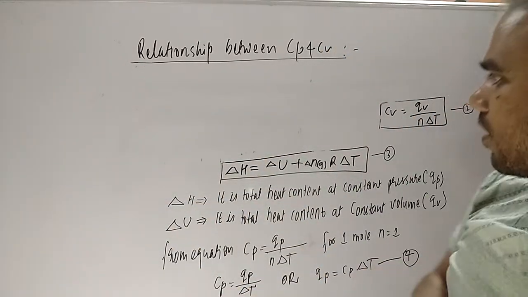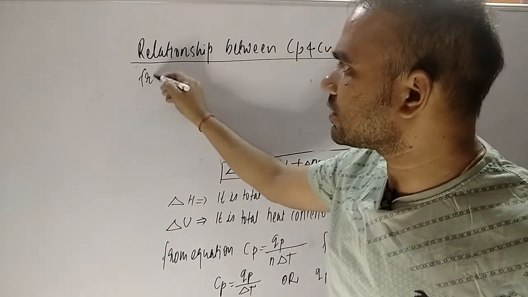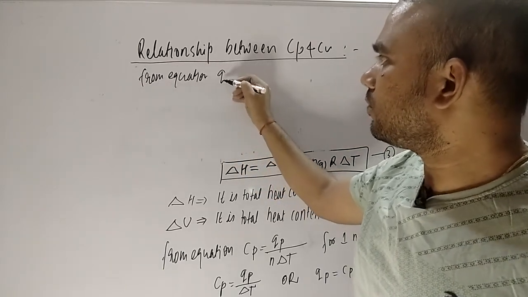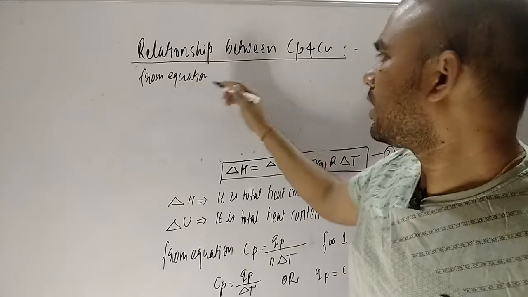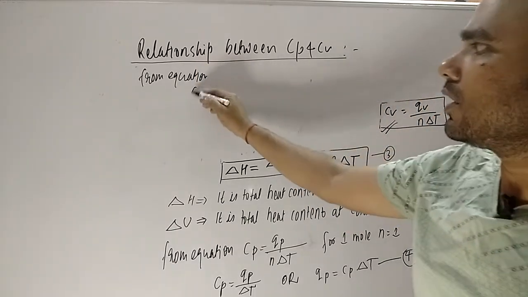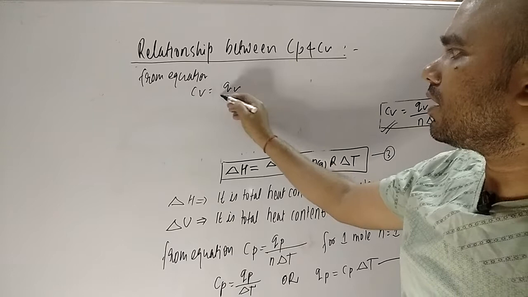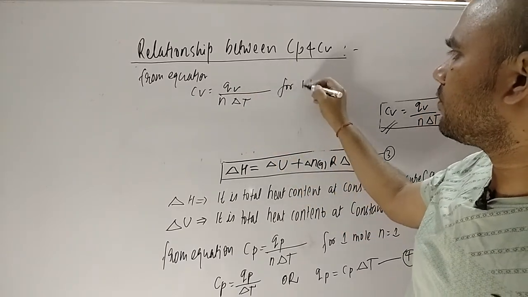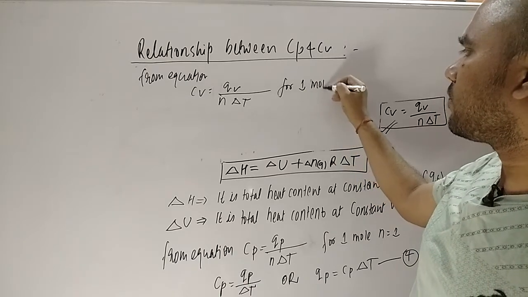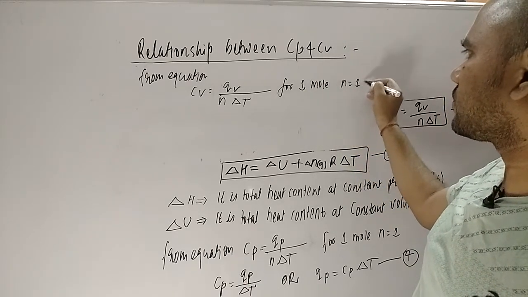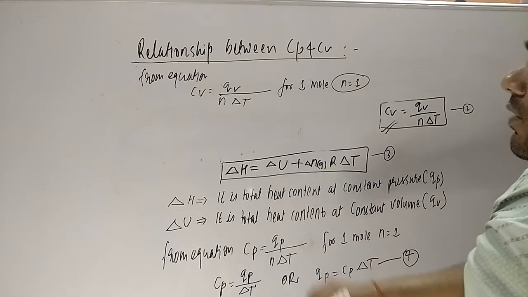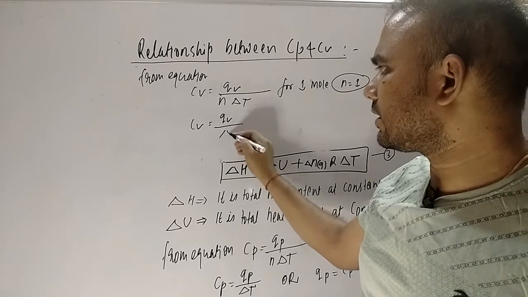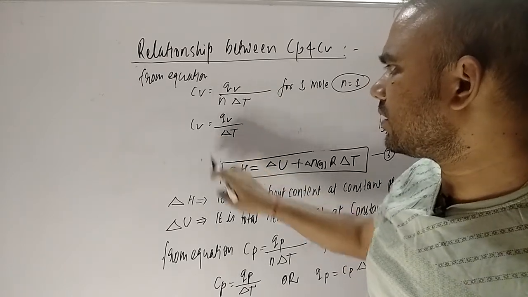Okay, so from equation 2, we can write, student, that Cv is equal to Qv upon n delta T. For 1 mole, n equal to 1. So Cv is equal to Qv upon delta T.